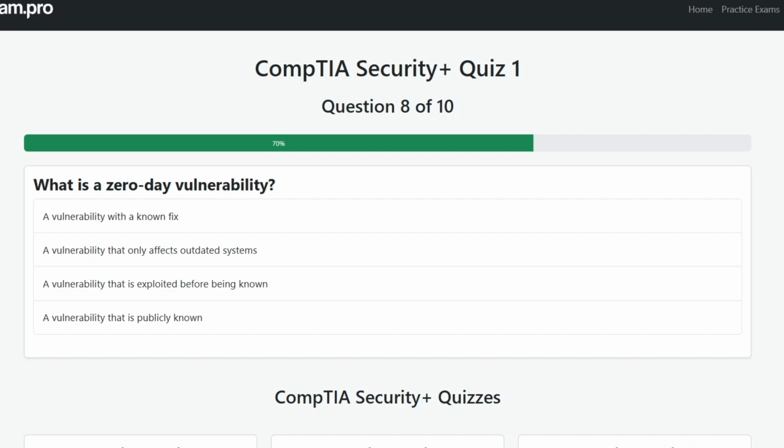Question 8. What is a zero-day vulnerability? A vulnerability with a known fix, a vulnerability that only affects outdated systems, a vulnerability that is exploited before being known, or a vulnerability that is publicly known.